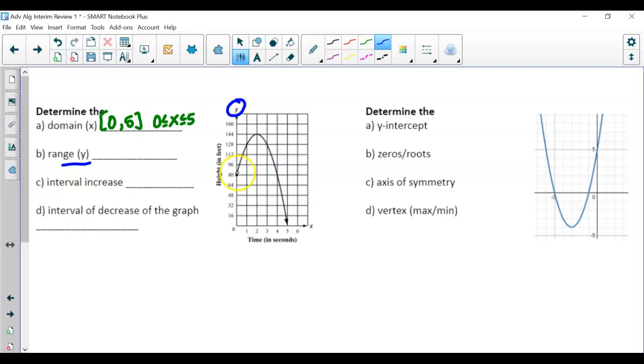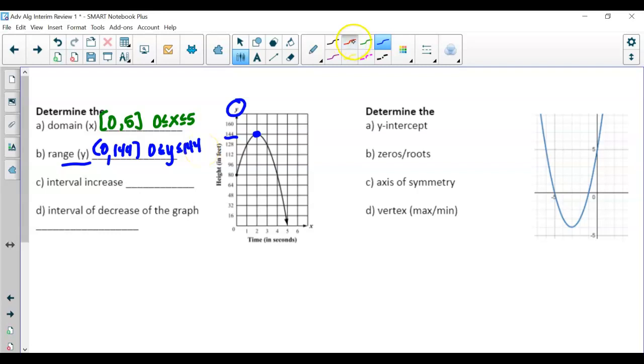Now, the range starts at 80, right? That's our starting point for the graph. Let's say this is the height of a balloon. It's starting at 80 feet above the ground, but technically it does go up to a highest point of 144 feet. So really, our range is not 0 to 80, but 0, starting at the bottom here, to 144. And you could write it the same way here, 0 to 144, or 0 to 144.